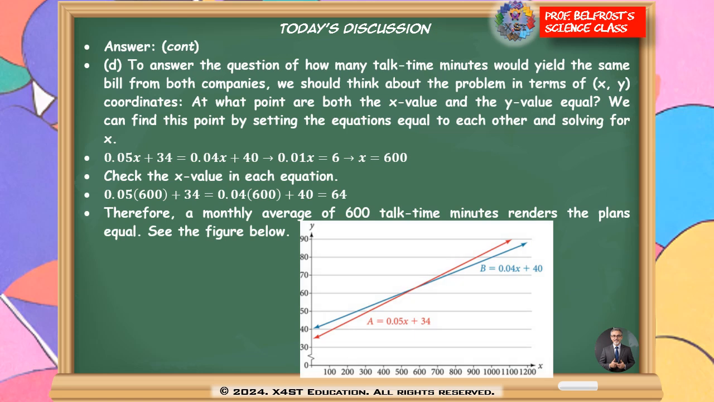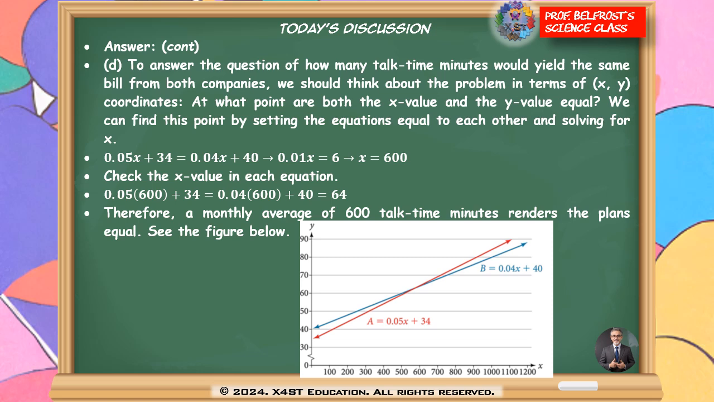The last point: at what point are both the x value and the y value equal? You just need to equalize the two equations that you have. And here you get x equals 600, and they both give us the cost, which is 64.